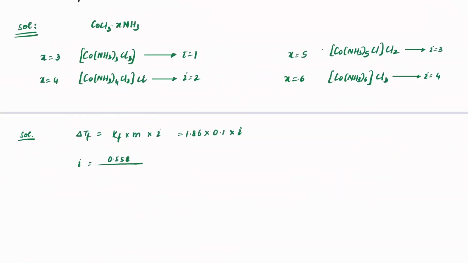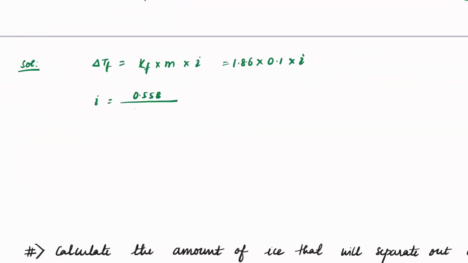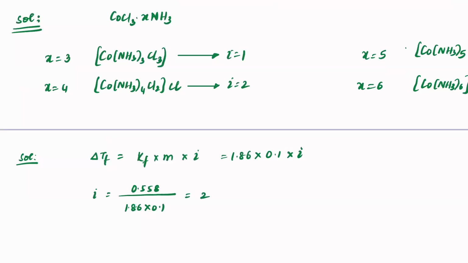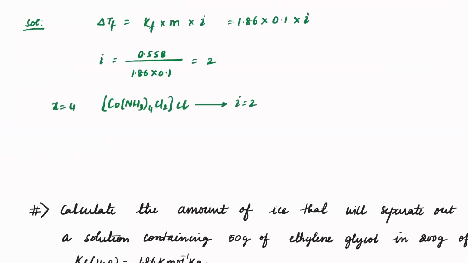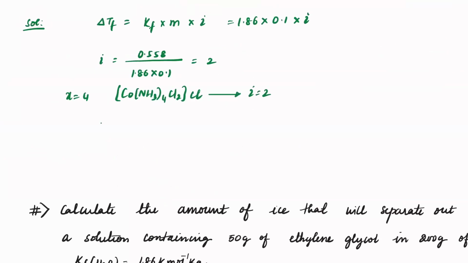divided by Kf, which is 1.86 into 0.1. So this value after calculation, I'm getting as 2. If it is 2, then correlate with which particular case it is. This is the case, right? For this case, what should be the x value here? The x value should be 4.